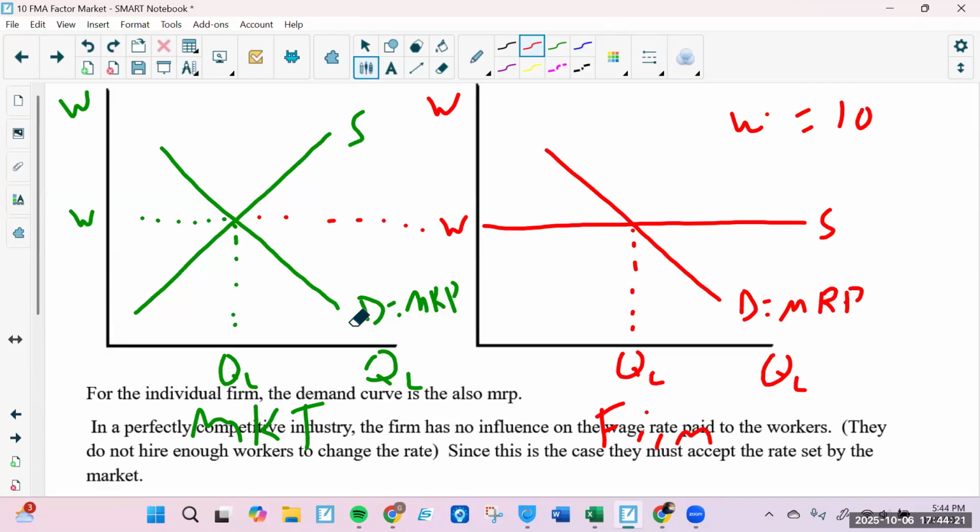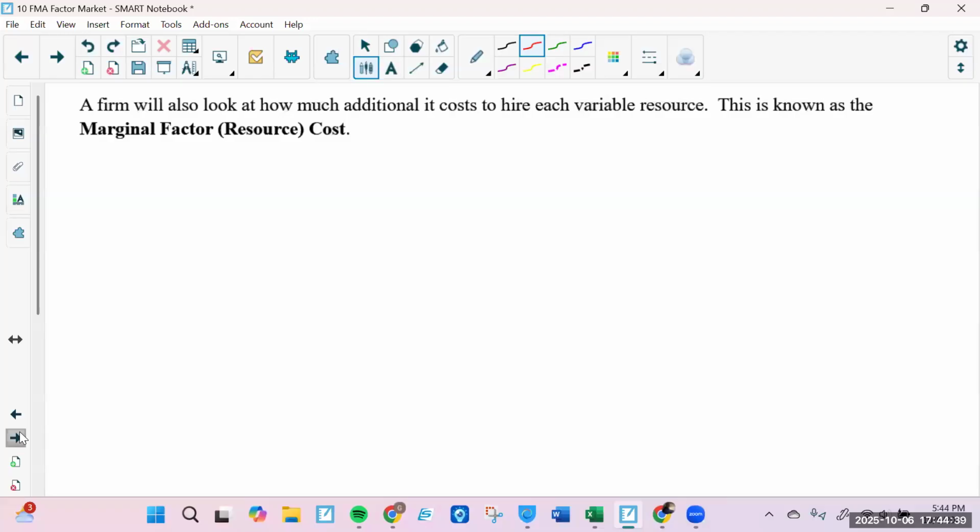Now we're going to add another abbreviation here. This is the marginal factor cost. Okay, it's the cost of the factor of production, the additional marginal cost of this factor of production. We call it the MFC. Now some books are also going to call this the MRC, for marginal resource cost. They're the exact same thing.